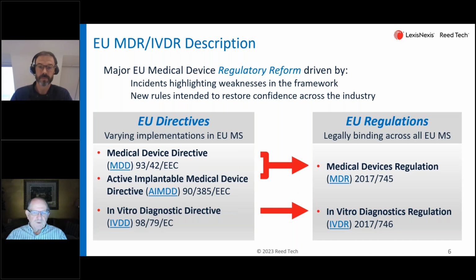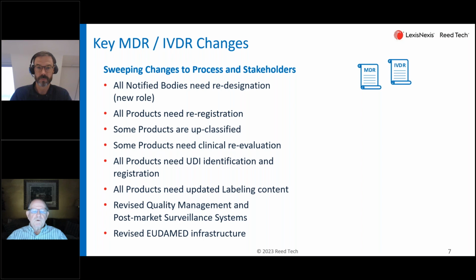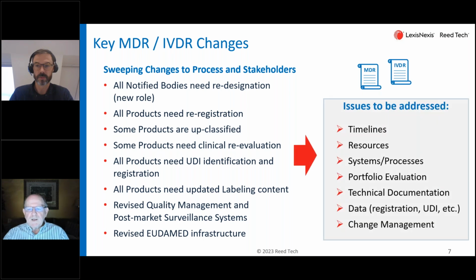But this was a real game changer. The regulations pretty much cleared the table, put a new framework in place. There's a number of bullet items over there. We'll leave that for homework, but basically all the notified bodies need to be redesignated. All the products need to be re-registered. There was a lot of information that needed to be collected and held in place, revamps to the quality management systems. UDI was certainly part of this revamp to identify products in a uniform fashion.